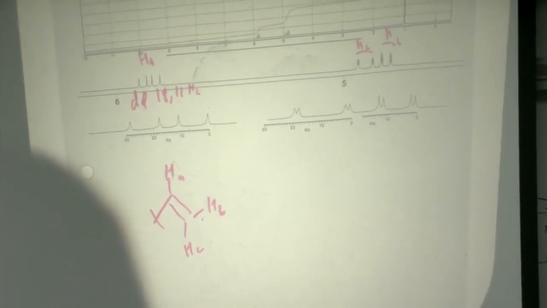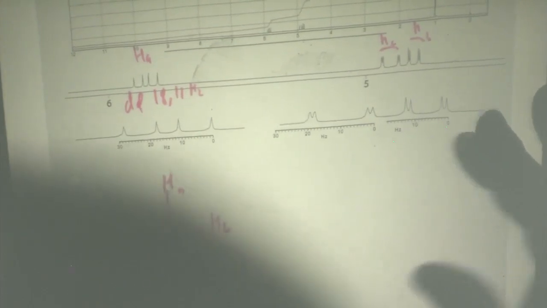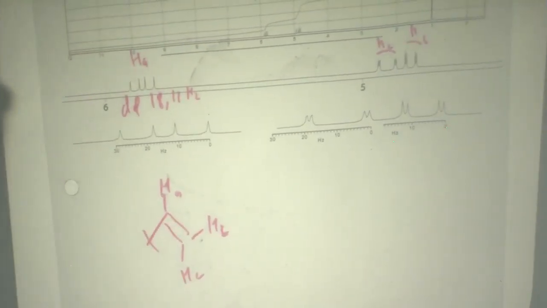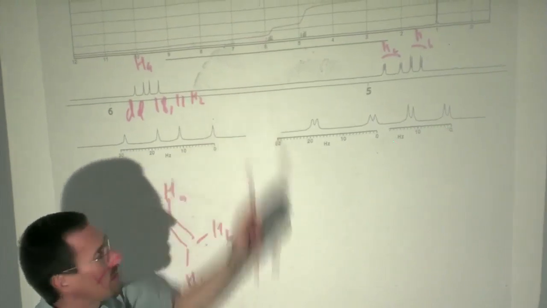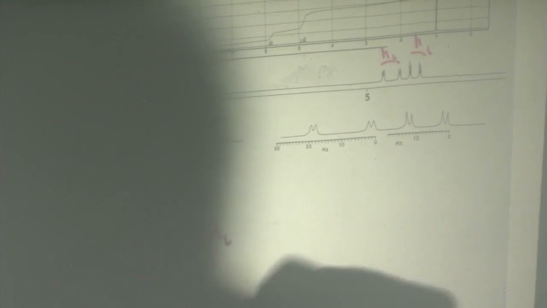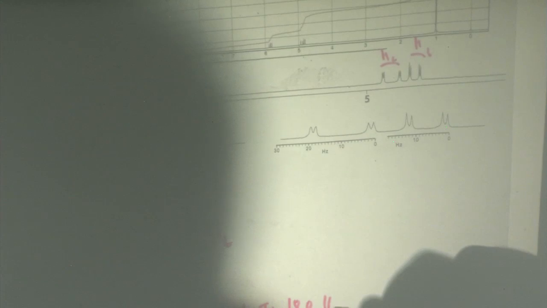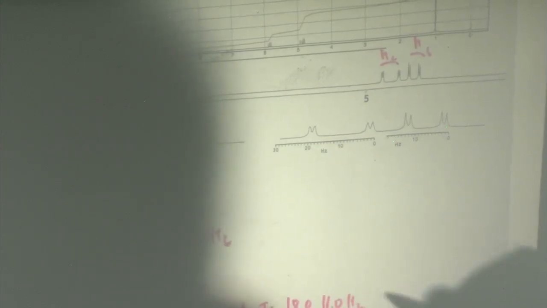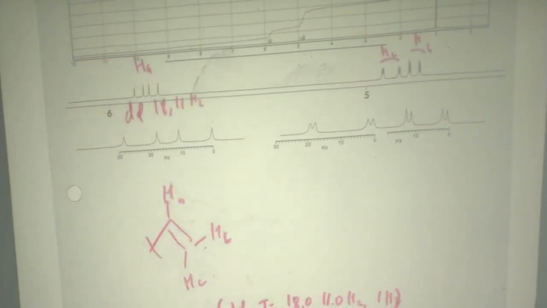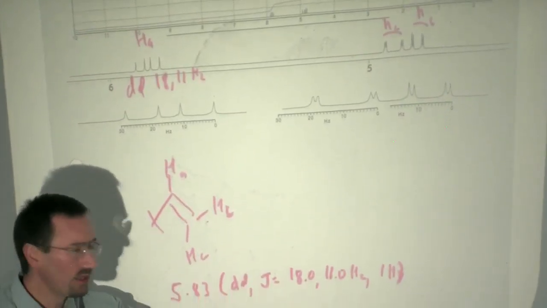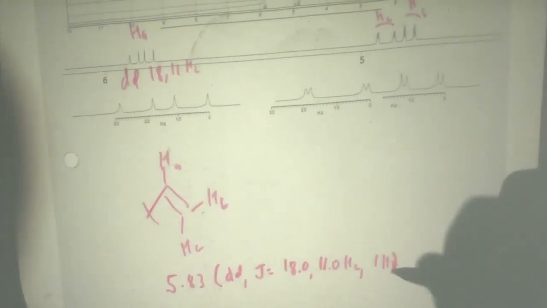If I were measuring this on an actual spectrometer and I was able to read with accuracy off a peak printout, I would report, for example, this as 5.83 parenthesis DD, J equals whatever I read with accuracy. Here I can only say it would be like 18 and 11.0 hertz. And assuming the integral worked out, I would write it as 1H. So this is how you tabulate NMR data.